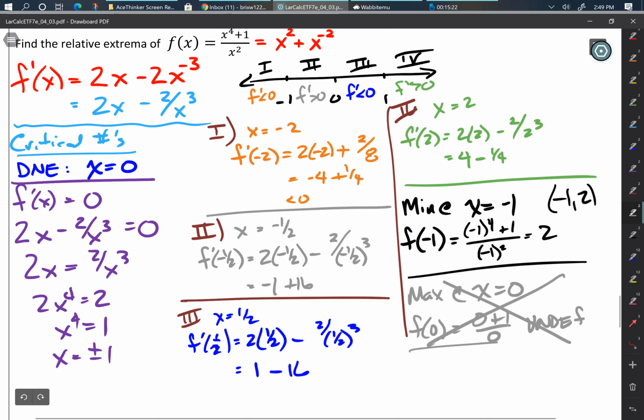Okay? All right, last thing. We need to check what's happening at 1. To the left, our first derivative is negative, so we're decreasing. To the right, our first derivative is positive, so we're increasing. So I think we have down and then up. I think we have another minimum.